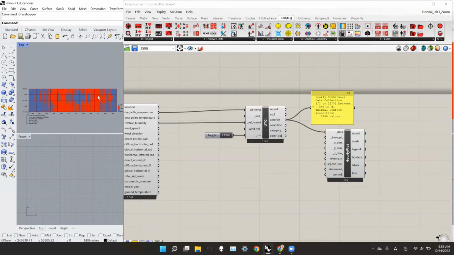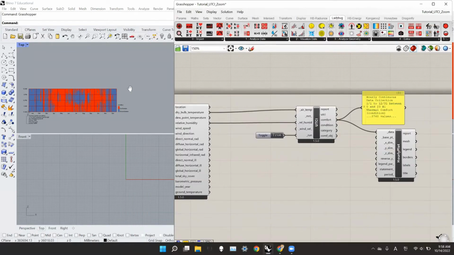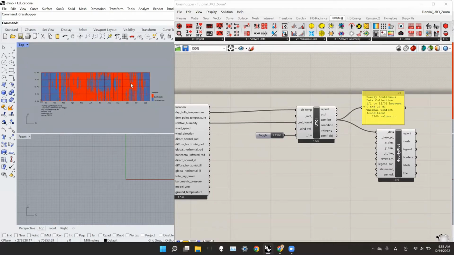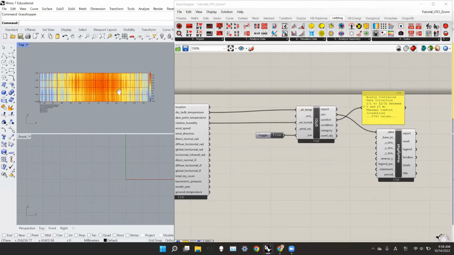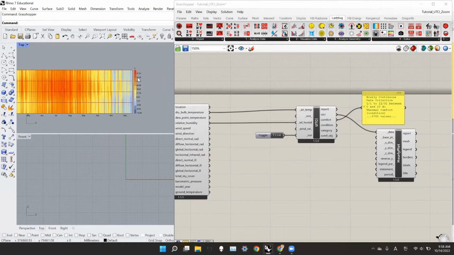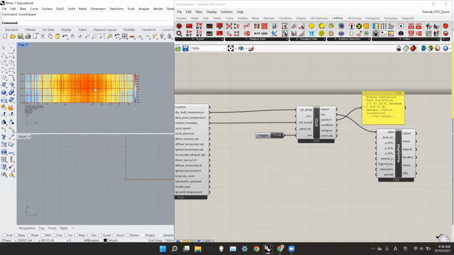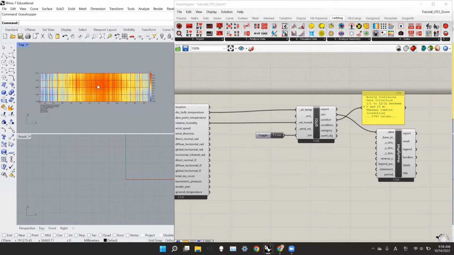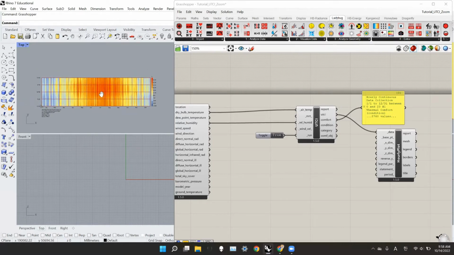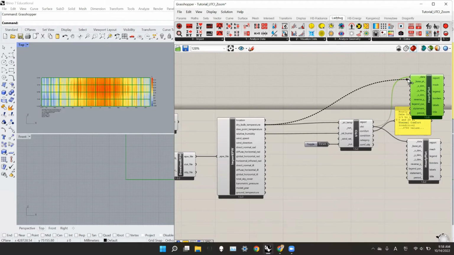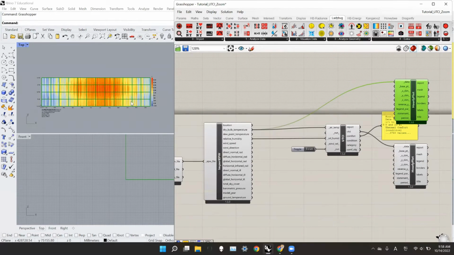Okay, comfort data for UTCI. Let's look at the UTCI value first. The UTCI value has temperatures in Celsius. It looks very similar to the dry bulb temperature chart. Then what is the difference? Let's take a look. Dry bulb temperature, and then they are overlapped.